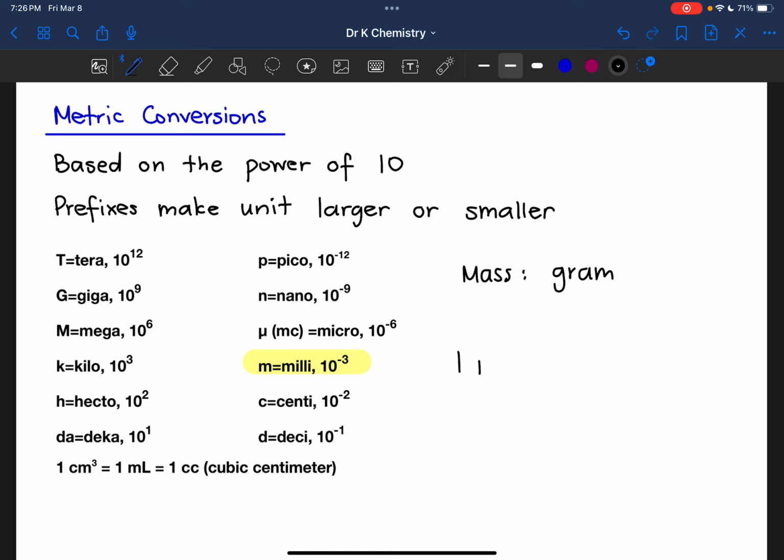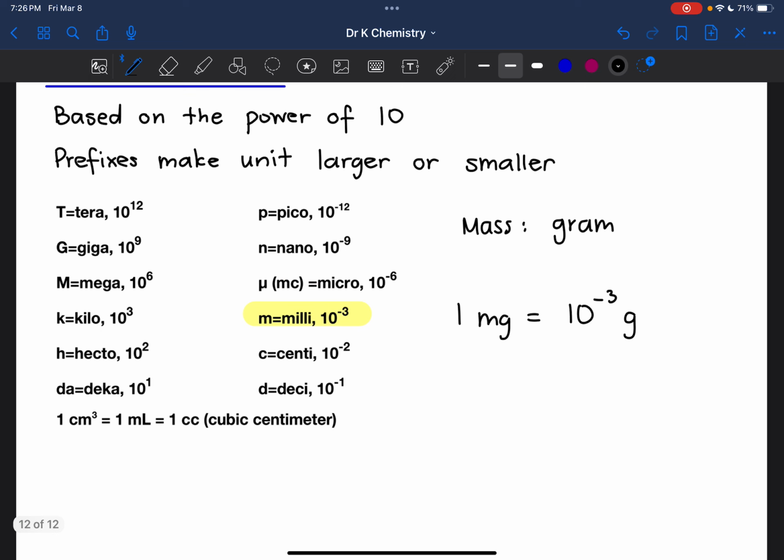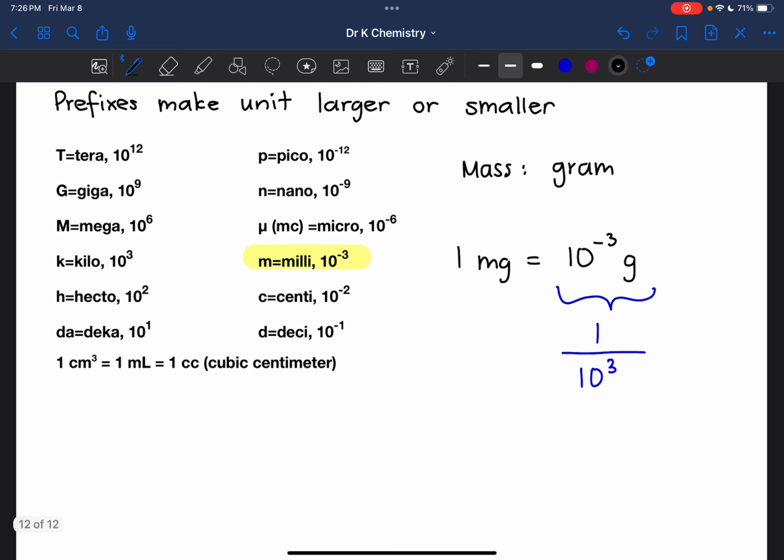So that means that 1 milligram is going to be equal to 10 to the negative 3 grams. Now, there are a couple of different ways that we can handle that. So we could just leave it like that and plug that into our calculator if we are doing a conversion. Or alternatively, we could recognize that if an exponent is negative, we could rewrite this as 1 over 10 to the positive 3. If we were to do that, then that means that 1 milligram is equal to 1 over 10 to the 3 grams.